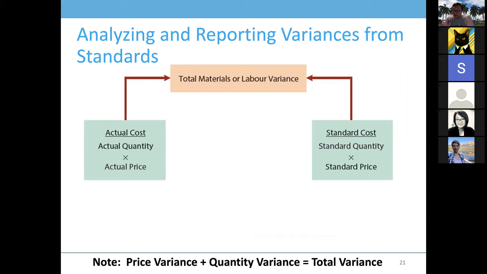So in this picture, on your left side, it's the actual cost of materials or actual cost of labor, okay? That's your actual cost. How to calculate the actual cost? Well, you use actual price times actual quantity. So AP times AQ, okay? That's your actual cost. And then on the right side, you have the standard cost. So this is SQ times SP, standard quantity times standard price.